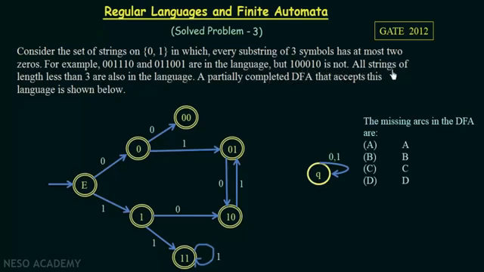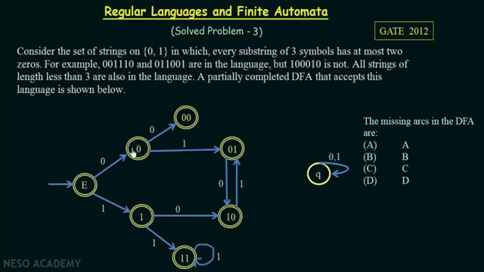And it says all strings of length less than 3 are also in the language. That means any string whose length is less than 3 is also in the language. And this is the partially completed DFA that is given. It has a starting state E, and it has states 0, 1, 00, 01, 10, 11 and Q.